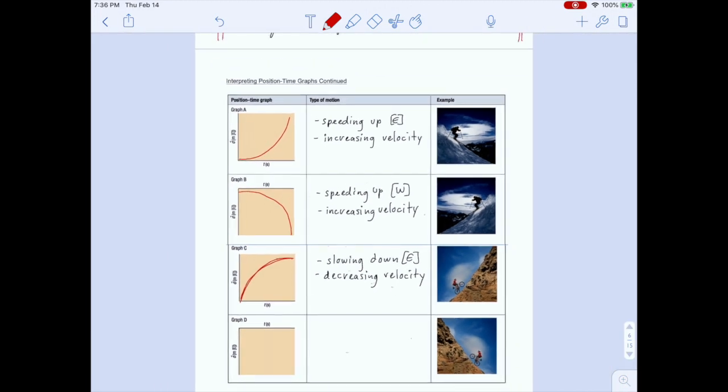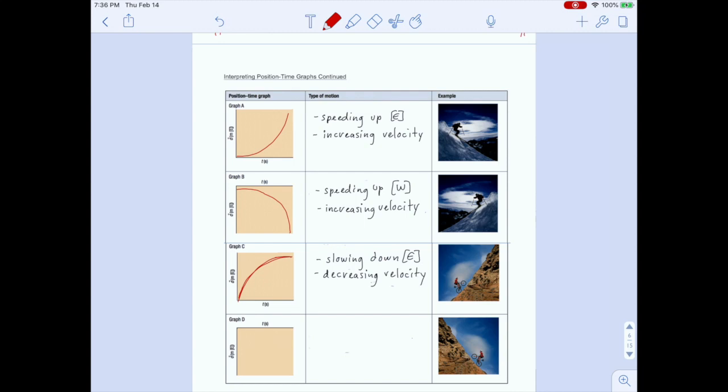In the last example, you can actually predict the shape of the curve based on the patterns that you've seen. We want to show what a position time graph would look like for an object slowing down in the west direction. Again, decreasing velocity in the west direction.